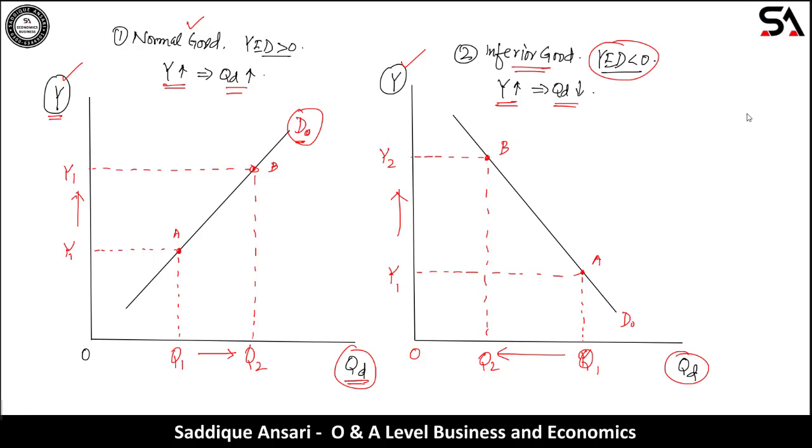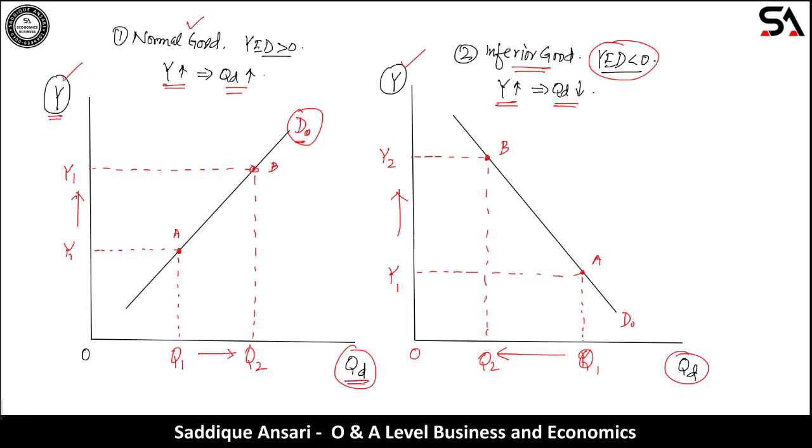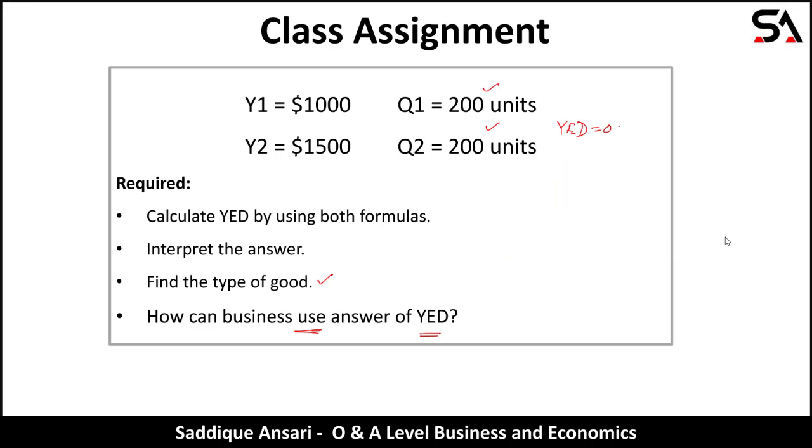So these two diagrams are different, and if we compare these diagrams with this, here the labeling is of price and here the labeling is of income on y-axis. So that's all about income elasticity of demand, and we'll discuss cross elasticity of demand next time.